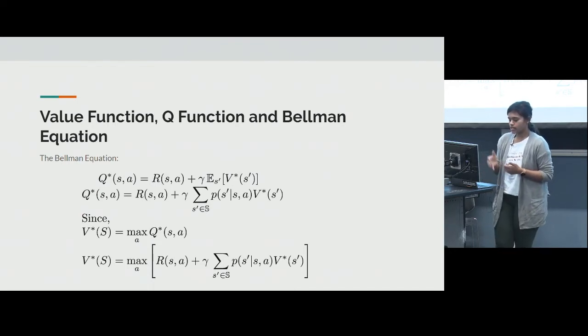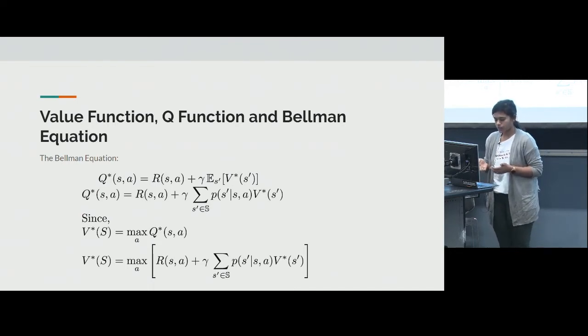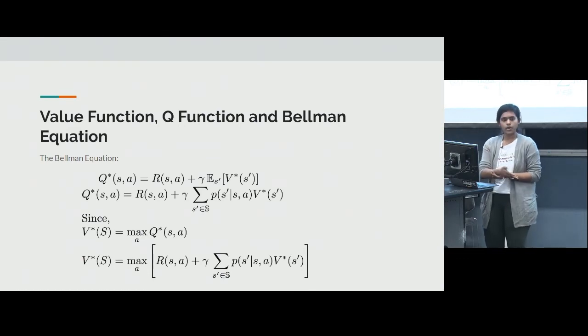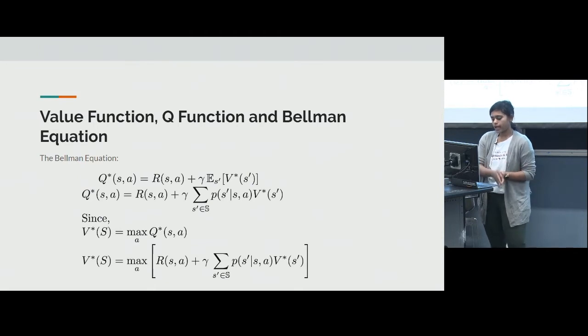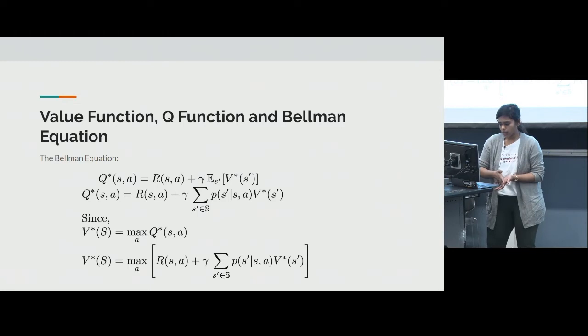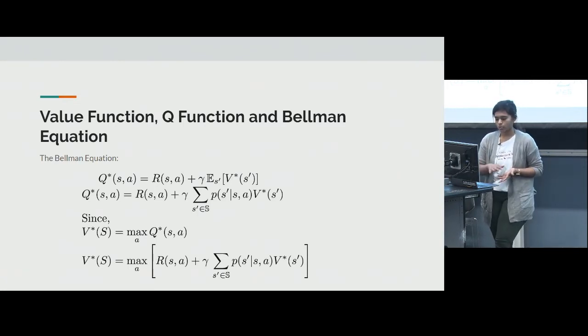Since we know that V star S is the maximum of all the Q values, the optimal value function is the maximum of all the optimal state-action functions. So what we do is replace that in the second equation, and we get the last equation that you see, which is V star S equal to the maximum over all the actions of the reward at that particular time step, plus the discounted values over the next few time steps till the end of the episode. So this is the Bellman equation, and this will be useful when we are trying to understand policy and value iterations. They both operate on this equation.